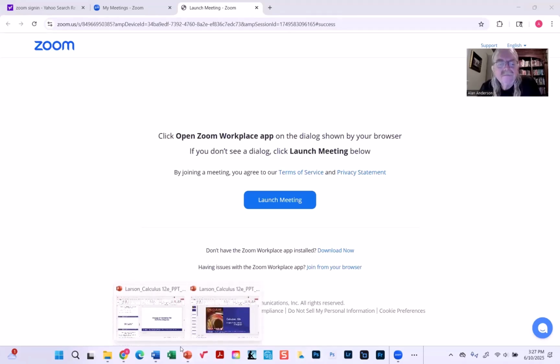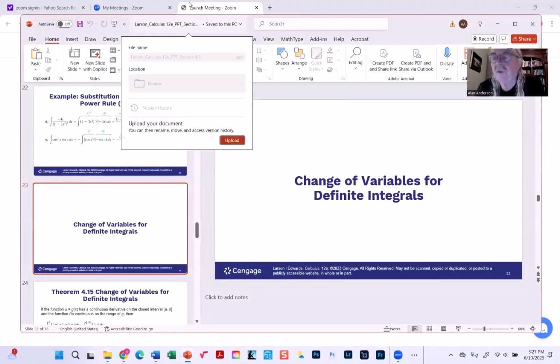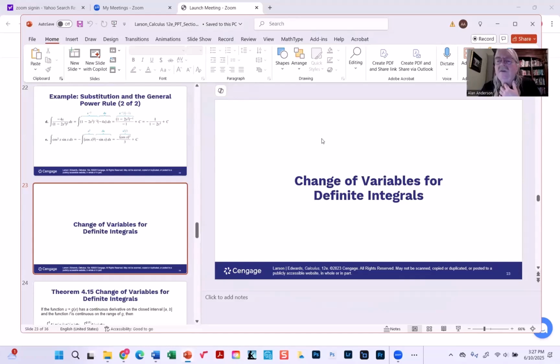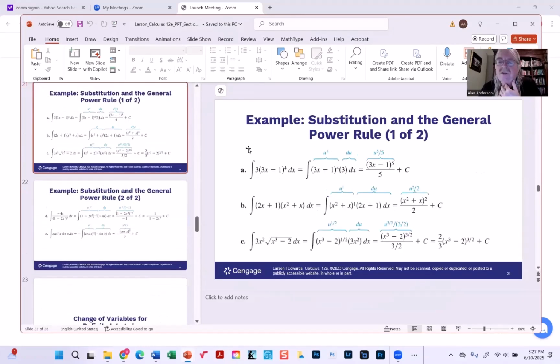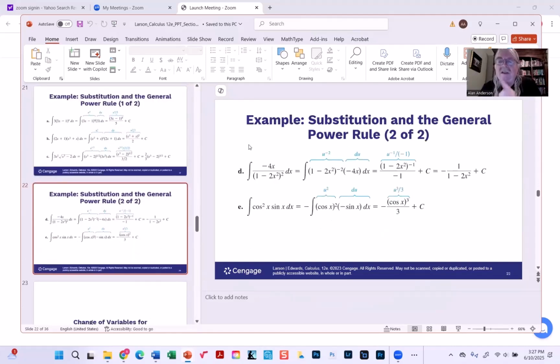So let's go back. And this is, by the way, as far as the slide numbers go, section 4.5, which is the last one. So we got about halfway through this section, and we did several examples with U substitution. But now here's the one thing we haven't done yet. All of these examples of U substitution asked us to solve for an indefinite integral.